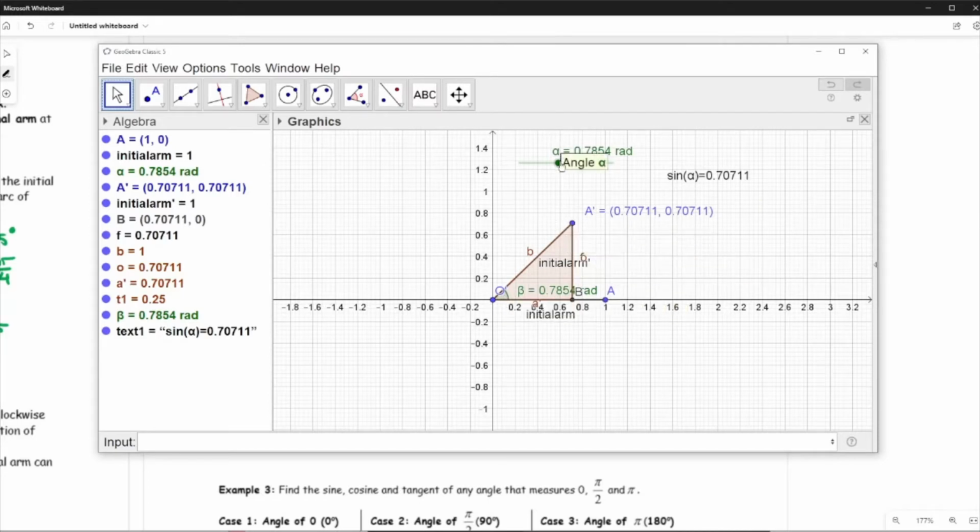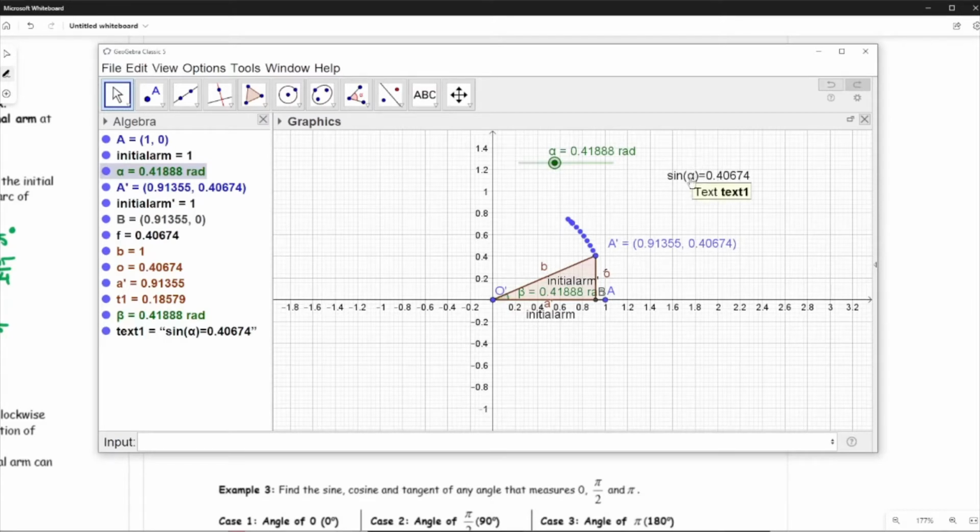Watch as I move the angle. Let's make the angle a little smaller. Now if I measure the sine, which is the opposite side over here divided by the hypotenuse, I calculate that the sine is 0.46067. But look carefully at my circle. The value on my circle, the coordinate, has a y value of 0.40674. As I change this value, the sine of the angle and the y coordinate are the same.